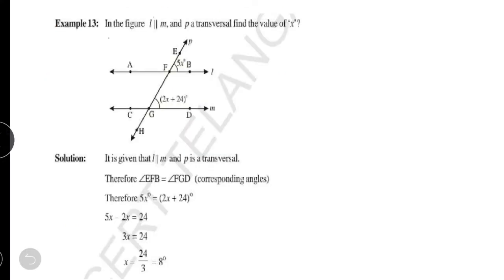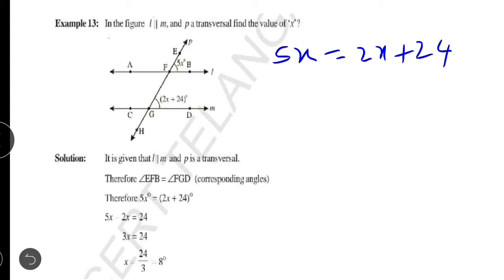In this figure, L parallel to M is already given, P is a transversal. Then find out the x value. Observe the position of two angles. One is 5x, another one is 2x plus 24. They are in the corresponding places. So when the two lines are parallel, corresponding angles are equal. So then 5x equals to 2x plus 24, because corresponding angles are equal when the two lines are parallel.